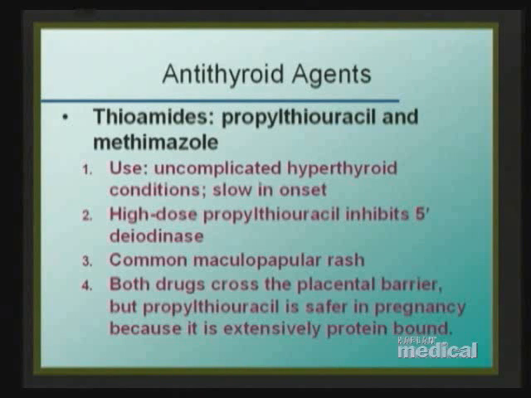There are two thioamides. They're called PTU for propylthiouracil and methimazole. Now, their use is in uncomplicated hyperthyroid conditions such as Graves' disease. Generally, we consider that not only do they inhibit iodination, but don't forget that high-dose PTU can also inhibit peripheral conversion of T4 to T3. Because they have thio in the name, they have sulfur, they can cause hypersensitivity. And the common hypersensitivity reaction is a rash, a maculopapular rash. Otherwise, both drugs are lipid-soluble and cross the placental barrier.